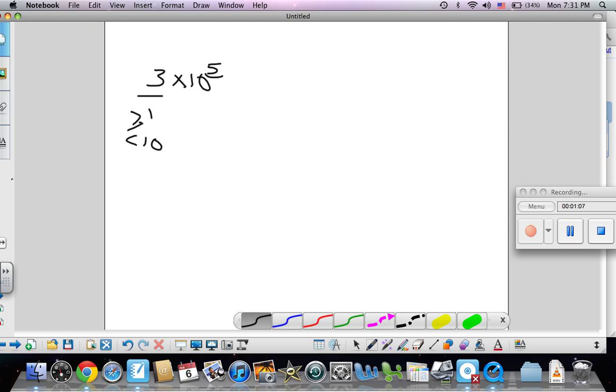So to convert this back to a decimal number, we have 3, and what we're doing is we're making this number bigger by moving the decimal over that many places, 5 places, okay? And so this number is going to go down from 5 to 0, essentially. So the 3, we're going to move the decimal point, which is right here, 3.0. And now we're going to move it 1, 2, 3, 4, 5. So we're going to end up with 300,000, okay?